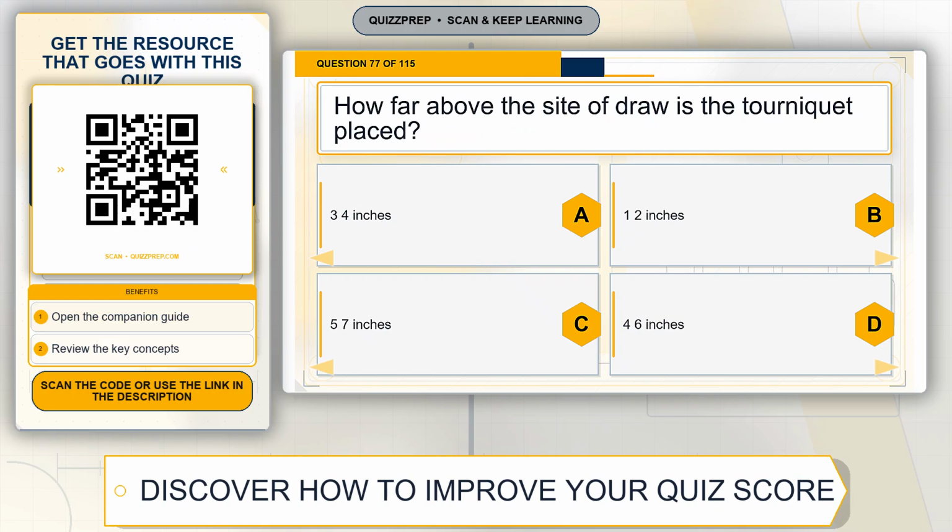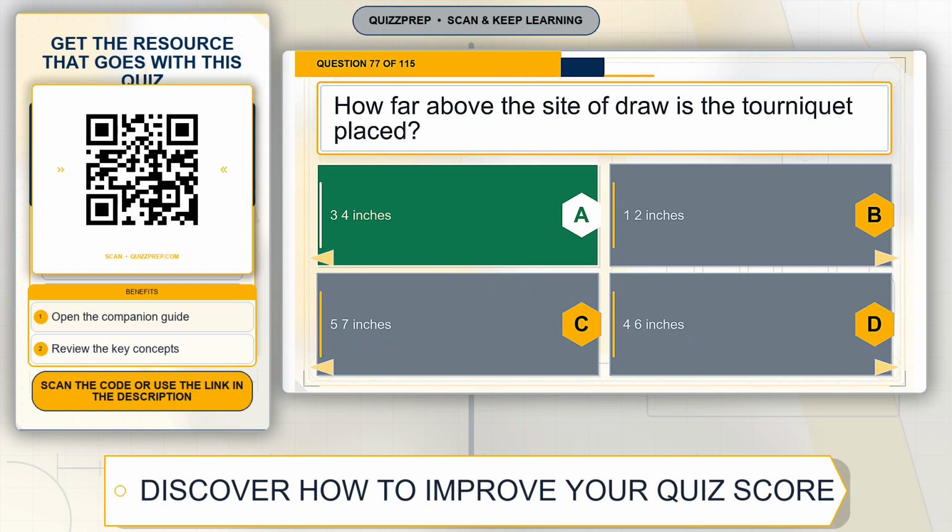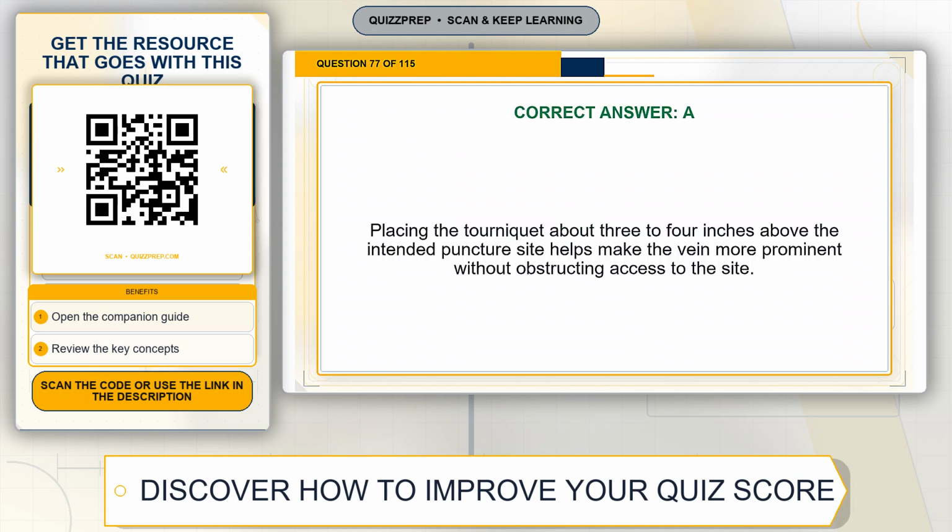Question 77. How far above the site of draw is the tourniquet placed? Option A, 3-4 inches. Option B, 1-2 inches. Option C, 5-7 inches. Option D, 4-6 inches. The correct answer is option A, 3-4 inches. Explanation. Placing the tourniquet about 3 to 4 inches above the intended puncture site helps make the vein more prominent without obstructing access to the site.